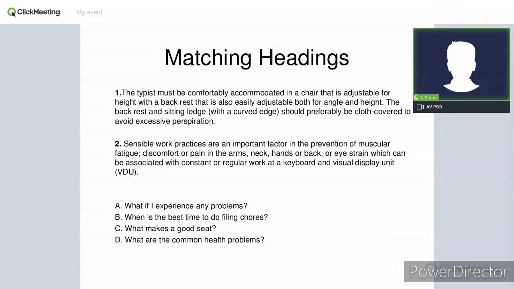Right. Okay. So as we all can see, there are two paragraphs and four options given to us as well to match the headings with the paragraph. Before that, I'll give an overview on what is scanning and skimming.